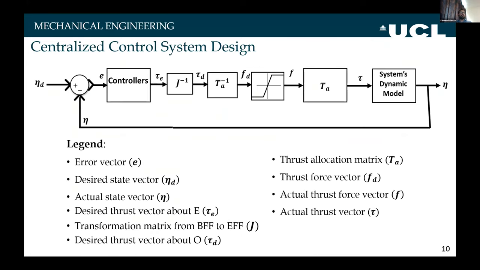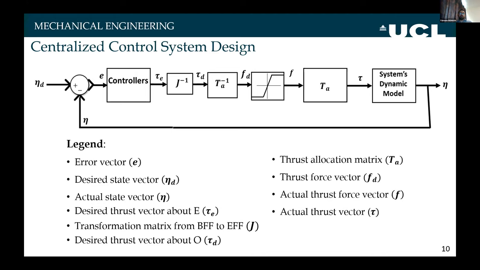So after the initial verification and getting confident in the simulation model, I developed a centralized control system. As I said, for the rigid connection, only a centralized control system is enough for the whole system. PID controls were used, which were applied on the error between the desired and actual states of the system. And the outcome was given to the thrust vector in the earth fixed frame. That would be the desired thrust vector. After transforming it into the body fixed frame, since all the forces and moments were taken about the body fixed frame, the desired thrust vector was obtained in the body fixed frame.